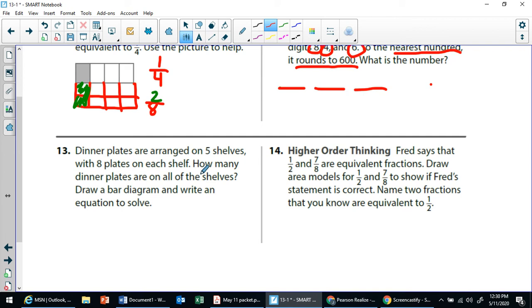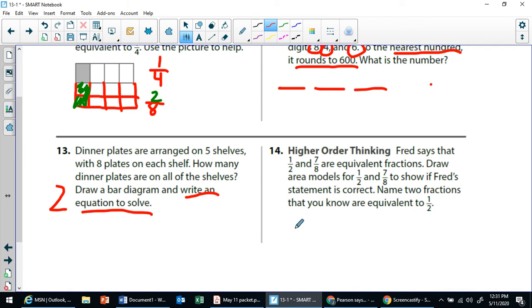If you are not comfortable with a bar diagram as your multiplication strategy, then you may do whatever method works for you. That might be skip counting. That might be an equal group model. That might be repeated addition, whatever works for you. However, you do have to do 2 things. You have to do some kind of strategy and you have to write an equation to solve it, okay?